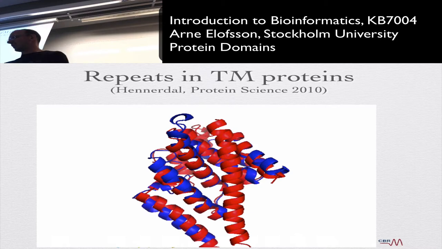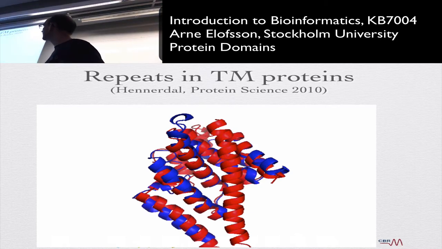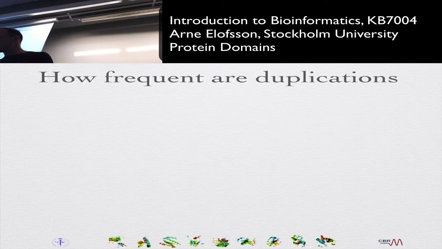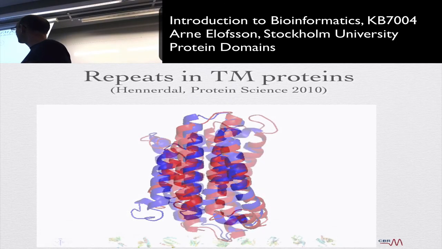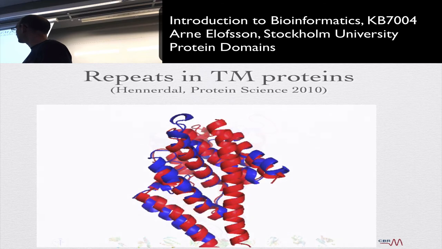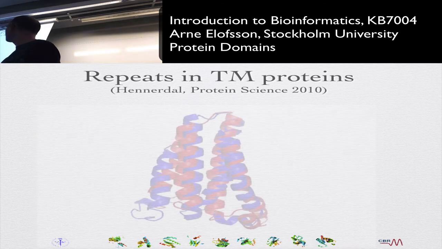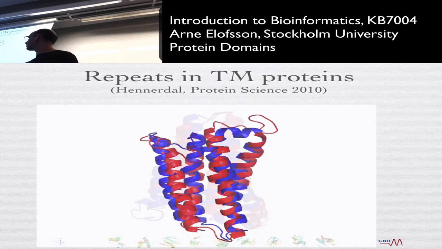It has been known for some time that there are often internal symmetries in the membrane proteins. This is actually two halves of the same protein that are perfectly superposed to each other. So you take the first half and the second half. One is blue and one is red, and you see that they are basically identical, just from a structure point of view.